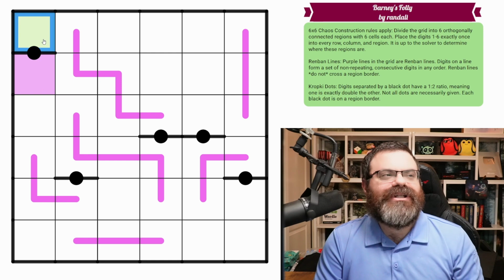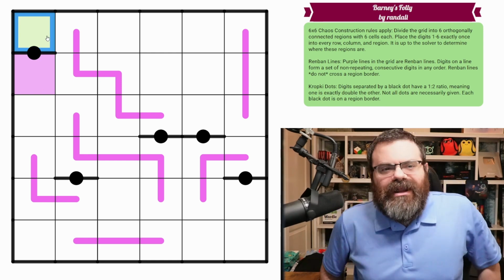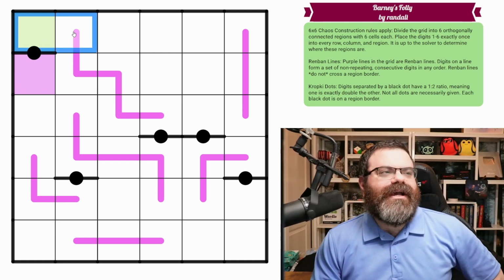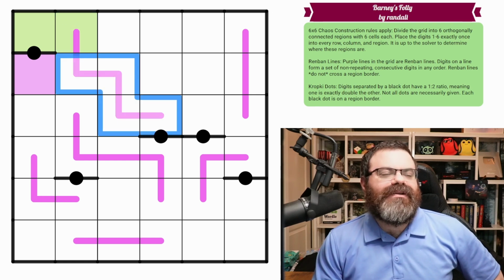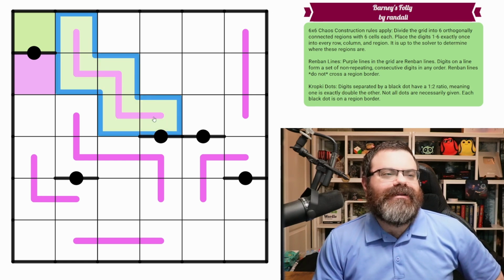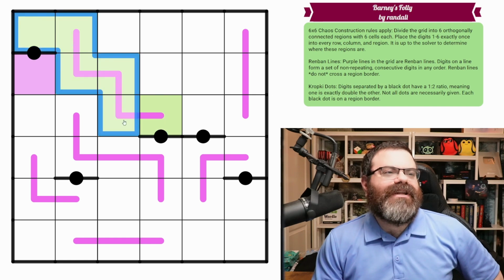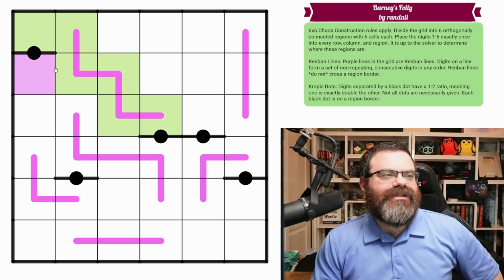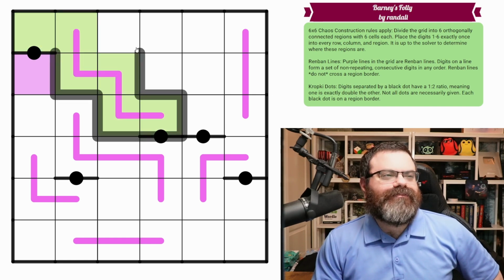Now we know the green region is 6 cells long, so it's got to grow. And there's only one direction to grow, so we have to take this cell. And now we know that Renbans are all contained within a single region because they can't cross region borders. So that actually finishes green right away, so we can actually just draw the border around green.